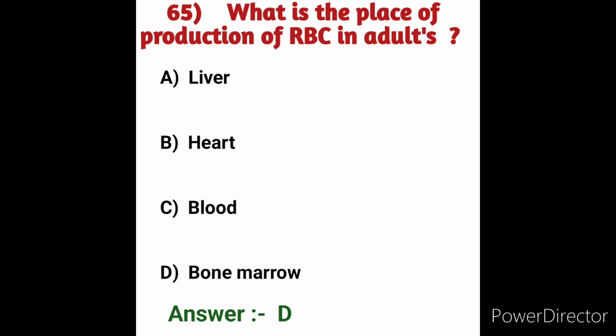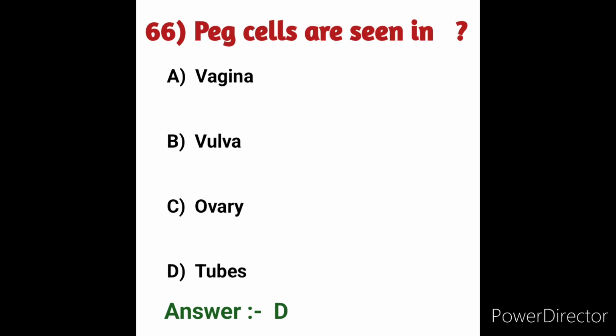On to question number 66. Peg cells are seen in option A vagina, option B vulva, option C ovary and option D tubes.